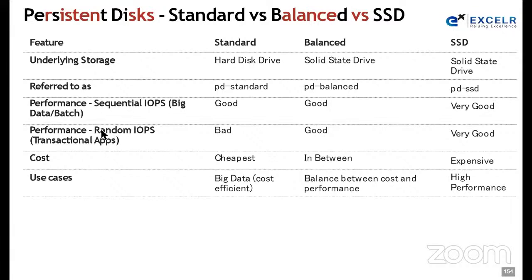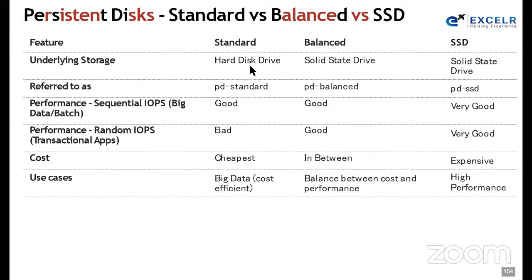The performance in terms of IOPS: the standard disk is not good at all for random IOPS for any kind of transactional applications. The balanced disk is going to give you a good performance, and with SSD you are going to get an excellent or very good performance.